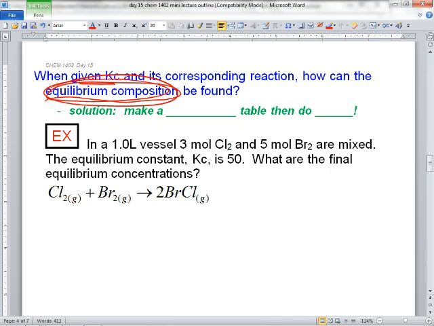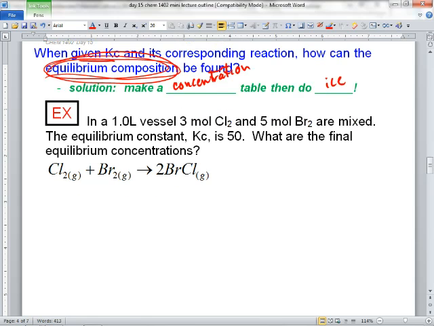So the answer, Eddie, is to make a what table, then do what? Do ICE, but make a concentration table. Remember, you want equilibrium composition, so you want to give concentrations of everything. Let's not make a mole table, because then you have to remember to divide everything by volume. It's a lot easier to make a concentration table and get all your answers in one big step. And remember, Amanda, what units are we going to use for concentration? Big M, which is moles over liters. We write big M because we're kind of lazy, but that's how we do it.